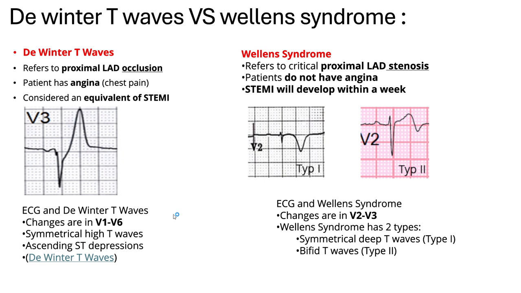Now let's talk about the Winter T waves. The Winter T waves refer to a proximal LAD occlusion, and the patients here will have angina, and it's considered of course as equivalent of STEMI. So on ECG we will see changes in V1 to V6: symmetrical high T waves and ascending ST depressions.